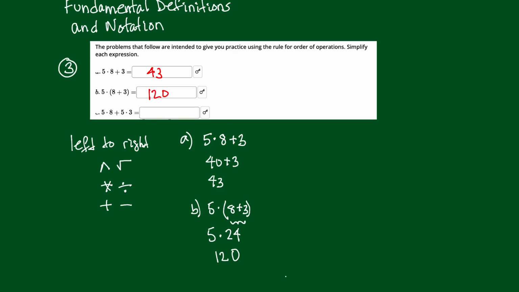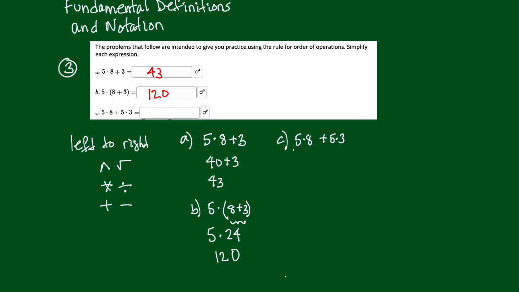And in part C, we have 5 times 8 plus 5 times 3. So you can see we've got a multiplication, an addition, and a multiplication. So just go through left to right, doing the multiplications first, right? We have multiplication, addition, multiplication. Multiplications before additions. So move through left to right, and let's write those.